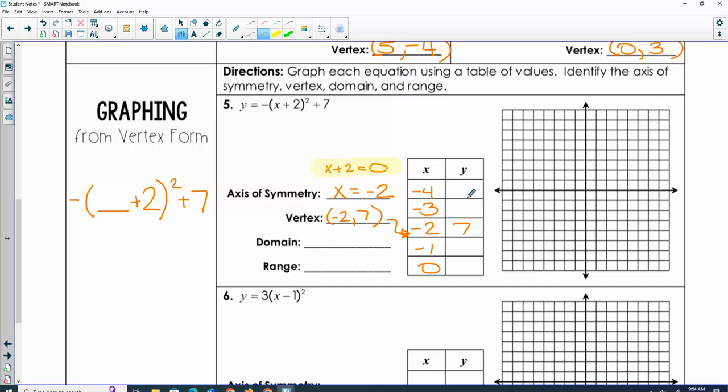What did you get when you put in negative 4? What did you get when you plugged in negative 3? 6. What did you get when you put in negative 1? 6. And what did you get when you plugged in 0? How do you know that you're getting the right things? Yeah, they match up. The vertex is the middle. We're getting the same thing on both sides. Okay, so we have negative 2, positive 7.